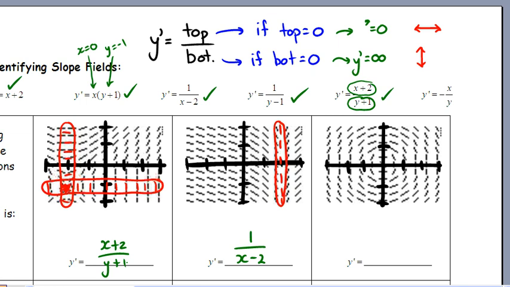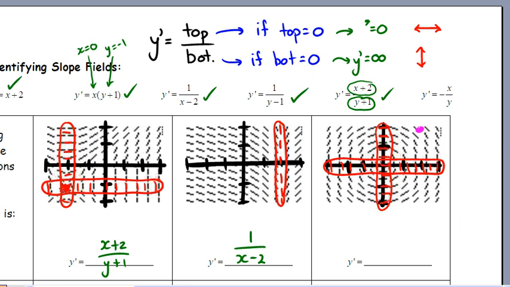Process of elimination. This one here, this negative of x on top of y. Well, looking at the top, if the x's are equal to 0, this thing should be totally flat. Yep, looks like that's true right there. And if the y's are equal to 0, that's when we're going to have straight up and down vertical. Yep, looks like it. And you can even check out some other points here too. For example, let's just pick some point like way out here.